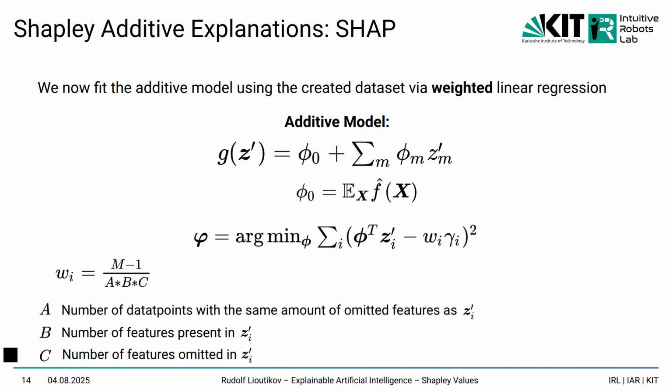So meaning that the number of data points with the same amount of omitted features, the number of features present and the number of features omitted. Just from reading this, you already notice that this seems very similar to what we've talked about in the computation of the Shapley values, where we have the sets and the sets with it and how many of those there are. So this is fairly similar. If we optimize this correctly, then we end up with Shapley values, which is the beautiful aspect here. We do this with learned features, and we call this kernel Shap at the end.